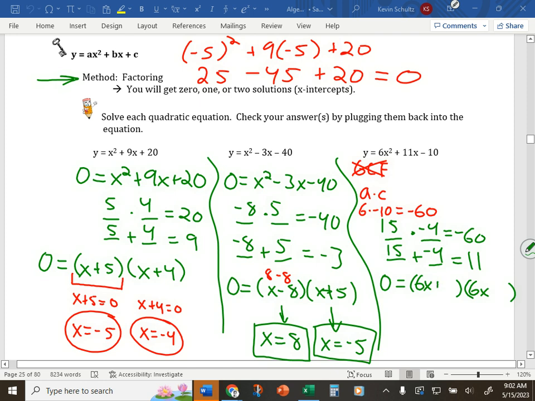Now one gets a positive 15 and one gets a negative 4. Those number puzzle solutions come into play here.